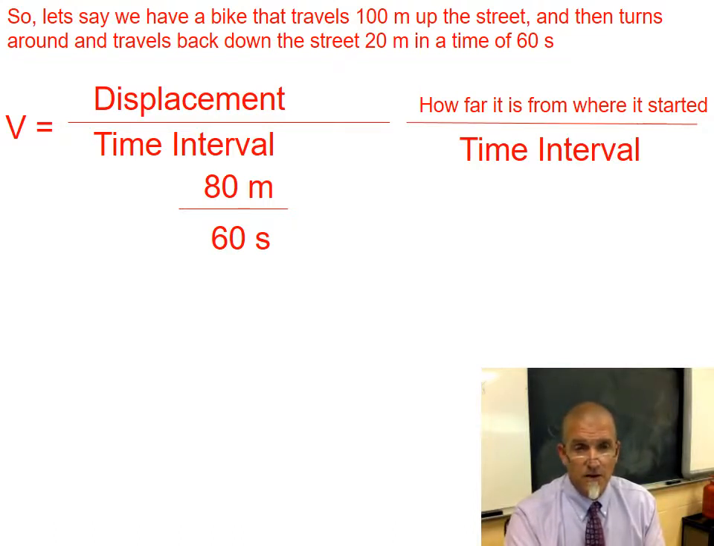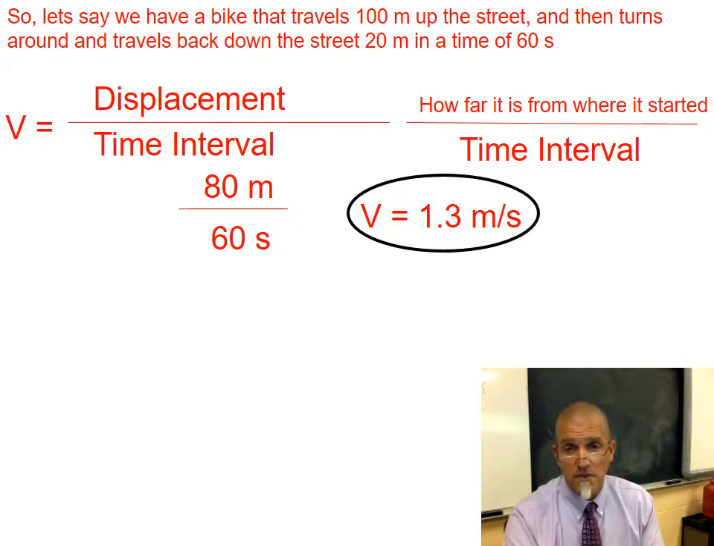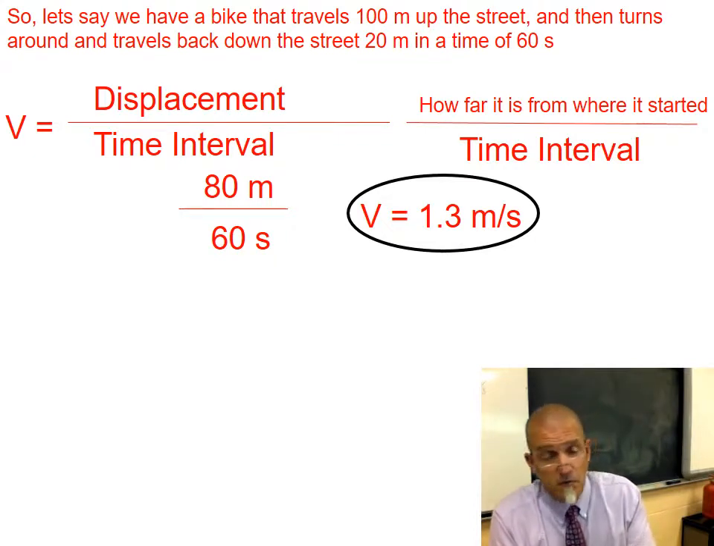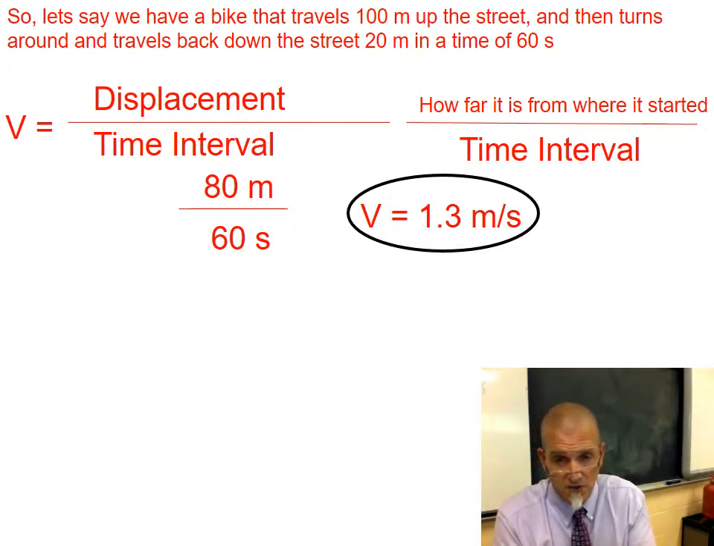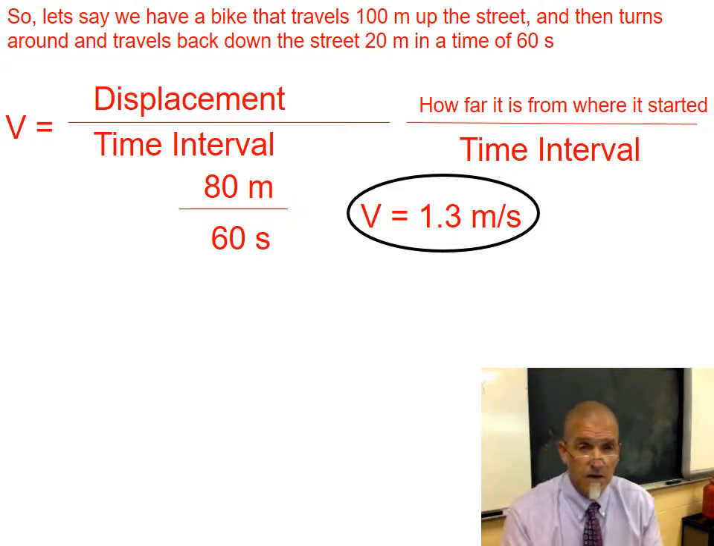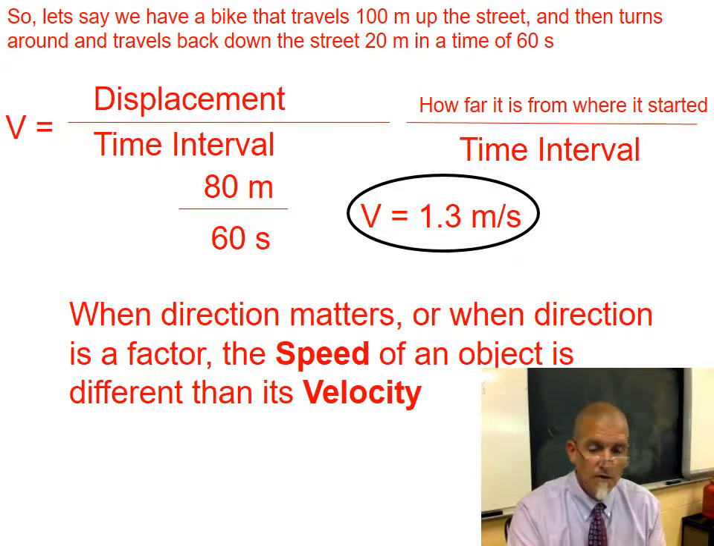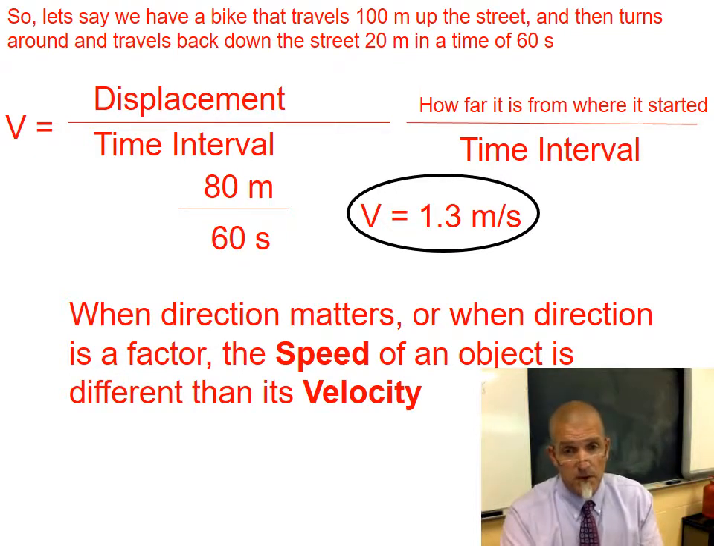80 meters divided by 60 seconds gives us a velocity now of 1.3 meters per second, which is very different than our speed being 2 meters per second during this trip, our velocity only being 1.3, again, because our velocity takes into account direction. So when direction matters, the speed of an object is different than its velocity.